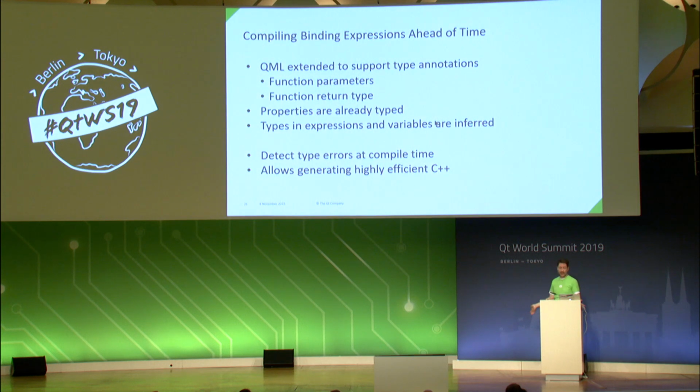So to summarize again, we are quite aggressive at compiling everything ahead of time, including your code, including your binding expressions. We've extended the syntax a little bit by requiring you to specify for functions what the types are. Everything else we can infer. We can figure out that if you have a binding expression that this is assigned to a color property or a string property, so we can figure out that the variable inside has to be a string or you've got to return one. But for functions we can't, so we've changed the QML syntax slightly to add annotations.